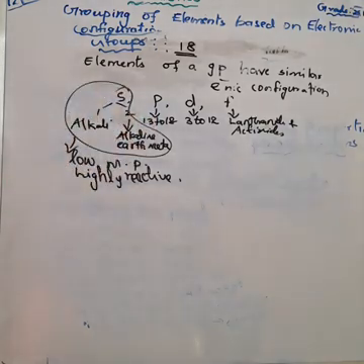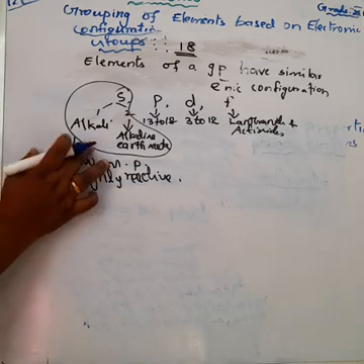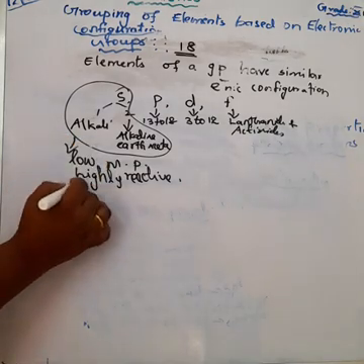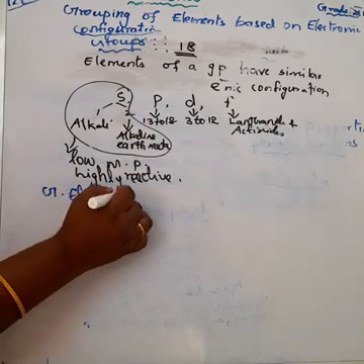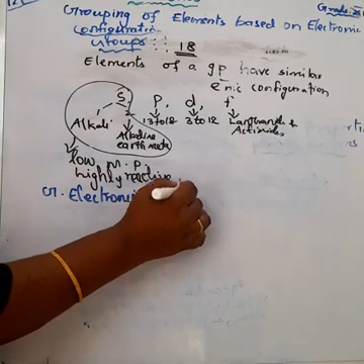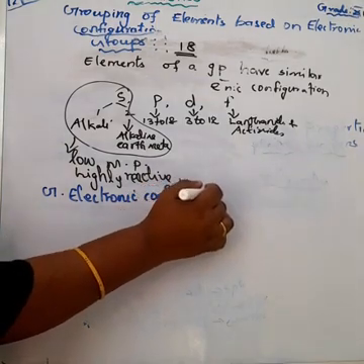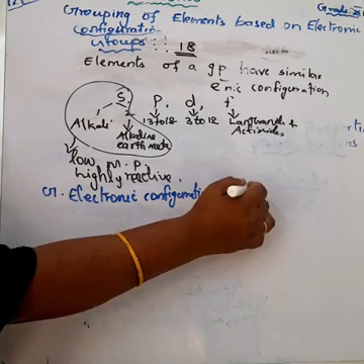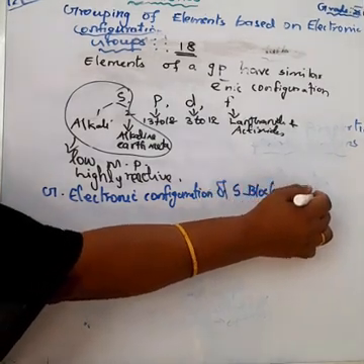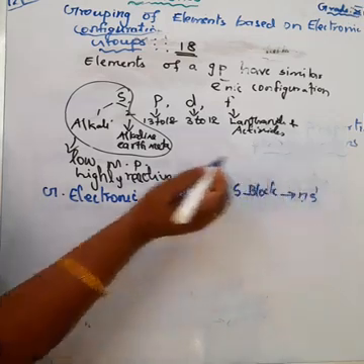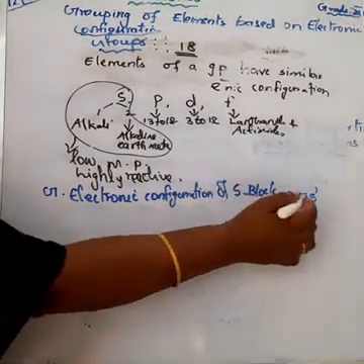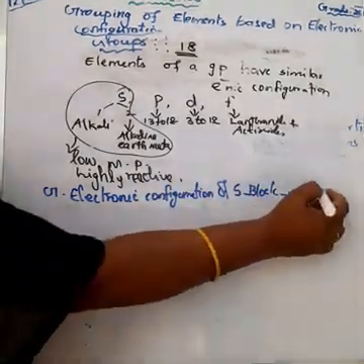Now the general electronic configuration for the S block elements. Group 1 and group 2 elements are called S block elements. These elements have the same general electronic configuration: group 1 elements have ns1 and group 2 elements have ns2. What do you mean by n? n means the number of the shell.